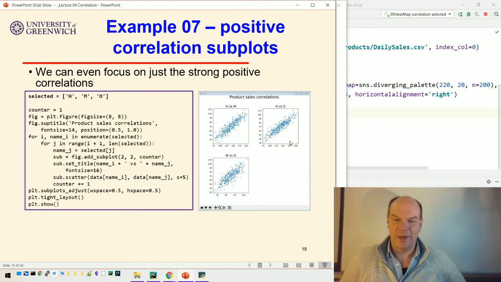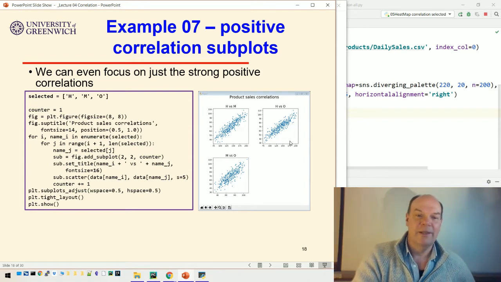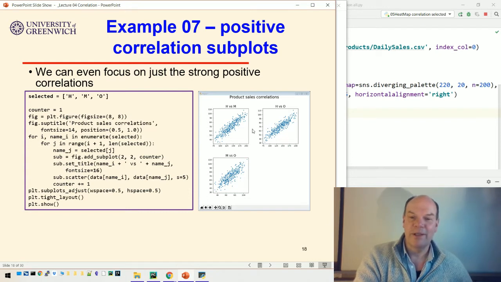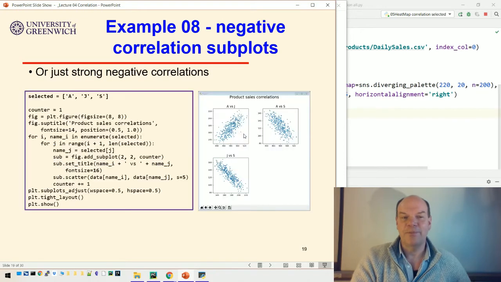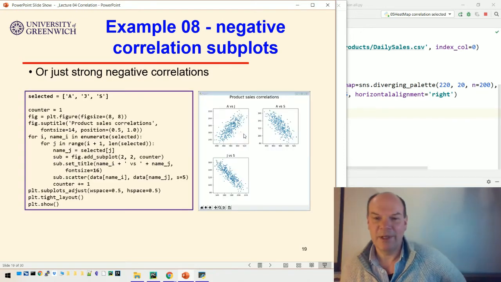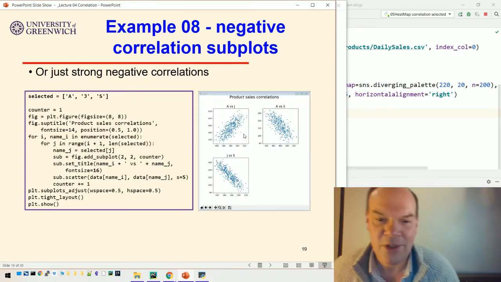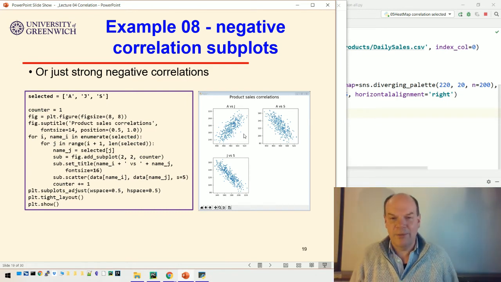Again, there's 3 variables. So 3 times 2 divided by 2 is 3 plots, and so I can fit them in a 2x2 square, and there you can see the correlations really strongly. Or we could look at the negative correlations, A, J, and S, and we'll see J and S are strongly correlated. A and S are not quite so strongly, and A and J are positively correlated, but not very strongly.